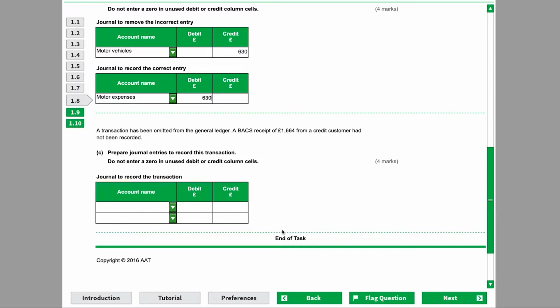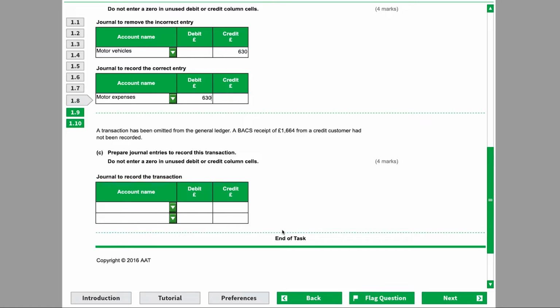A transaction has been omitted from the general ledger. A bank receipt of £1,664 from a credit customer had not been recorded. Prepare the journal entries to record this transaction. The entry to record a receipt from a credit customer would involve 2 accounts, the sales ledger control account and the bank account. The entries would then be to debit the bank to show the money coming in and a credit to the sales ledger control to reduce the amount owed from credit customers.